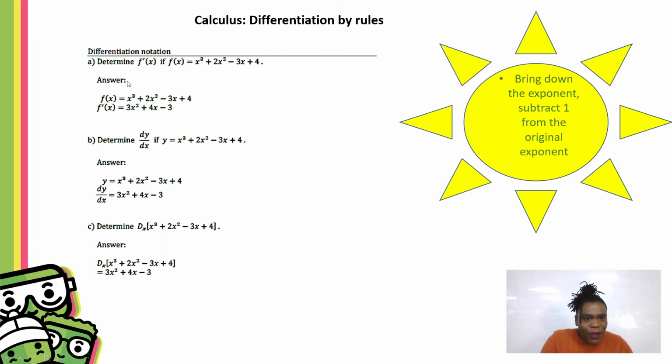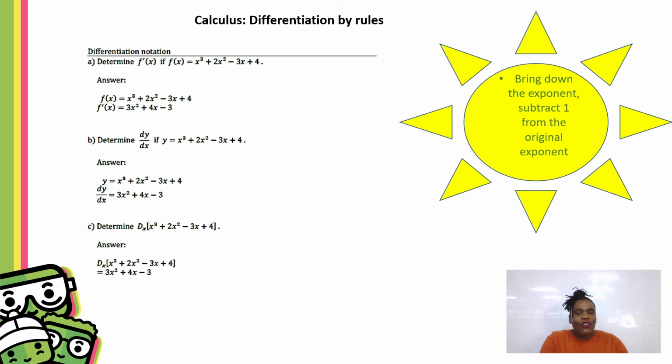Bring down the exponent. This is x cubed plus 2x minus 3x plus 4. Bring down the exponent, subtract 1 from the exponent. You look at each term separately. That is all it is. Bring down the exponent. I've brought down my exponent 3. It's now a coefficient. Then subtract 1 from that original exponent. 3 minus 1 is 2. So once you've differentiated x cubed, it becomes 3x squared. And then the same here, you have 2x squared, bring down the exponent, subtract 1 from the exponent.